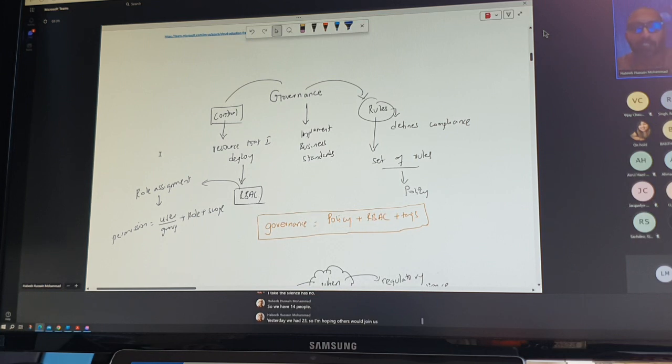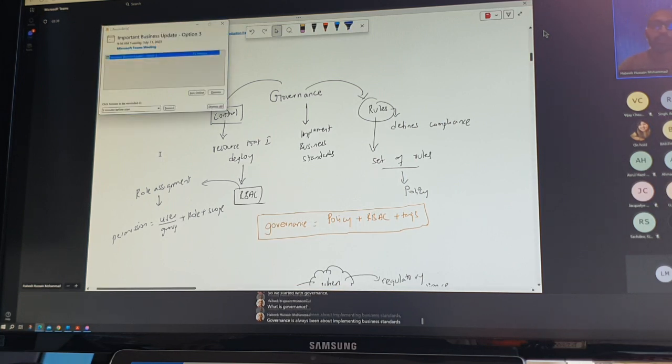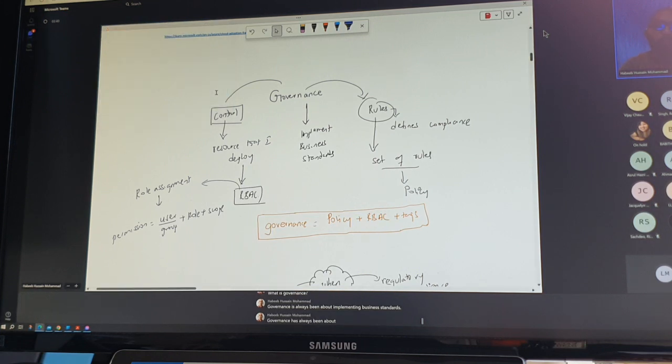So we started with governance. What is governance? Governance has always been about implementing business standards. Governance has always been about having some kind of control on the resources that you have deployed. Governance is a set of rules which defines compliance. So this is what we have done. In simple terms, governance in Azure has always been about policy plus RBAC plus tags. So this is what we have.